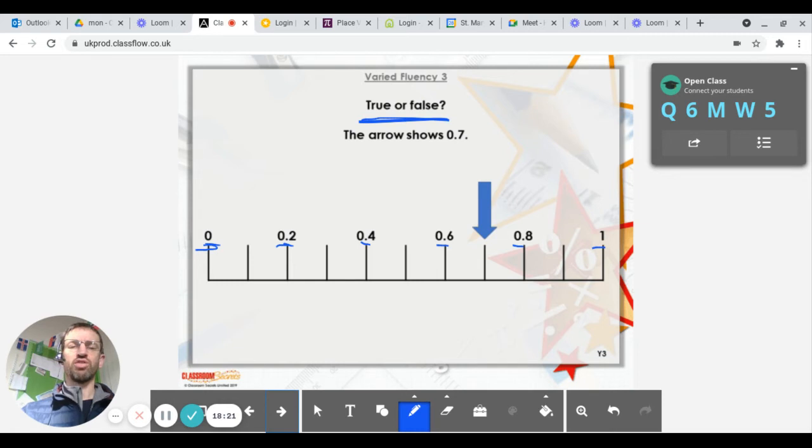And the answer would be true, because between 0.6 and 0.8, you would get 0.7. And you can write those things in if you want to. So here would be 0.1, 0.2, 0.3. Get the pattern? All the way up to 1.